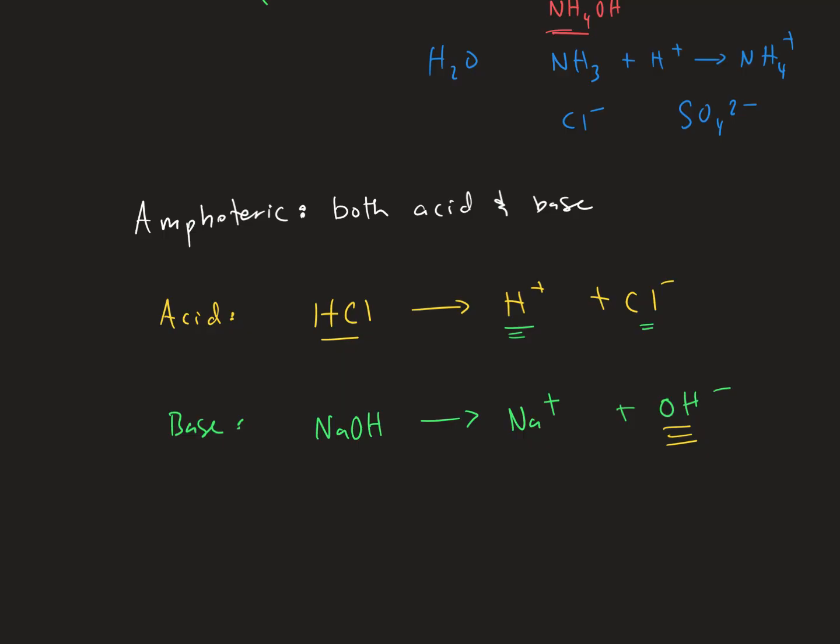Good? Because OH is negative. That's hydroxide. And it is an anion, and that's what accepts the proton and turns into what? Water, which is an acid. It's a weak acid.